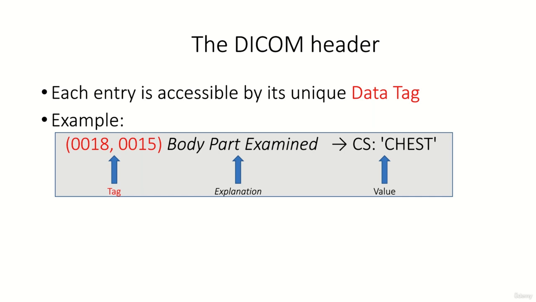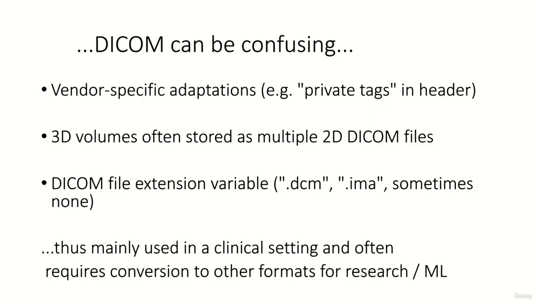Unfortunately, because DICOM is such a complex standard, it can be confusing. Typically, each hospital has its own vendor-specific adaptations implemented via so-called private tags in the header. Most of the time, 3D volumes are stored as multiple 2D DICOM files, each file consisting of a single 2D slice. Therefore, we as developers are responsible for assembling the individual slices in the correct order.